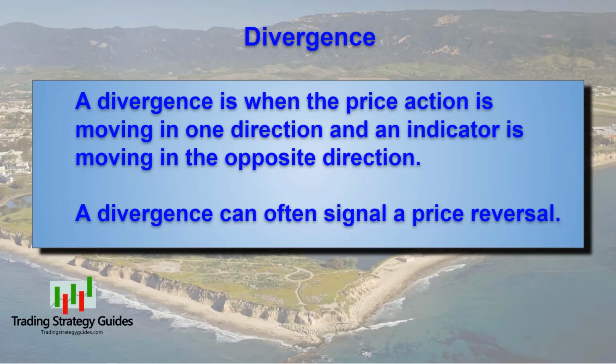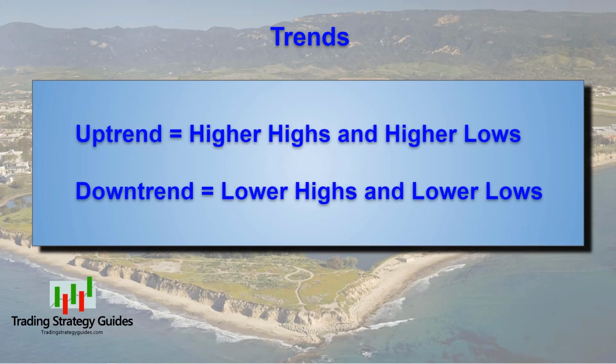A divergence is a situation where an indicator is showing a trend in a different direction than the price action. In other words, the indicator may be showing an uptrend and the price action is showing a downtrend. Now, just to make sure that you remember the definition of a trend, an uptrend is where the price action or an indicator is making higher highs and higher lows. And of course, a downtrend is the opposite. The price or indicator is making lower highs and lower lows.